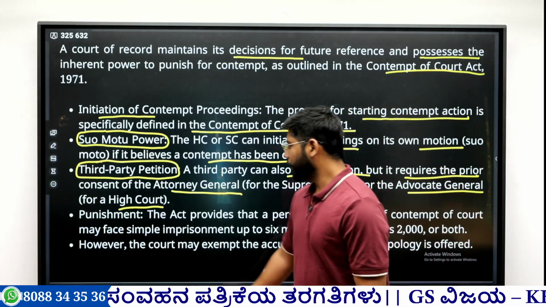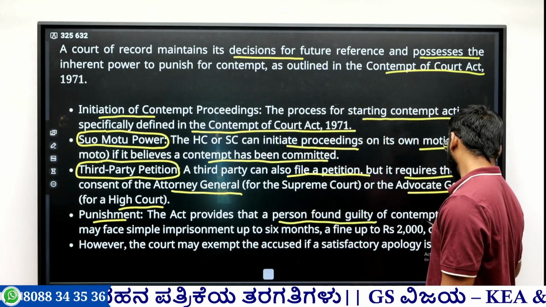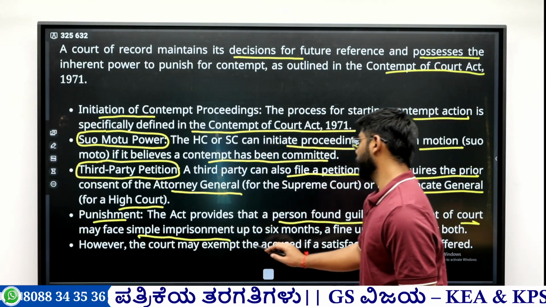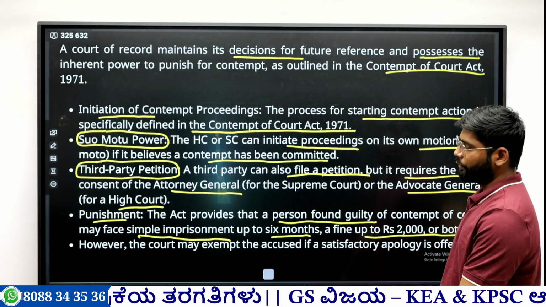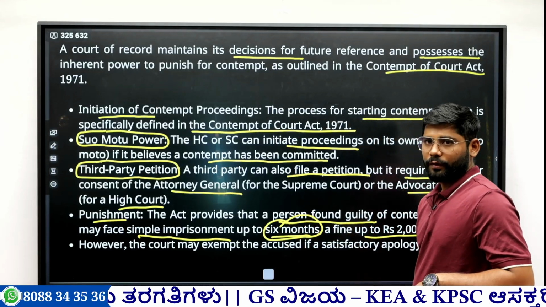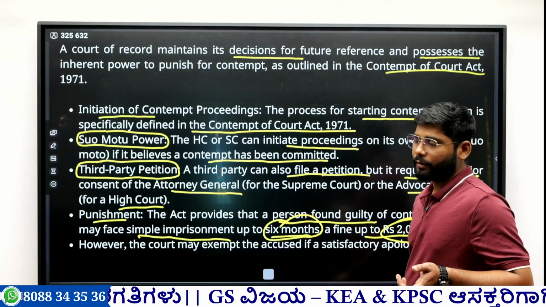Okay. Then now the punishment. The Act provides for the person found guilty of contempt of court simple imprisonment up to 6 months and a fine up to 2,000 rupees, or both. So if you commit contempt of court, you will get 6 months imprisonment or a 2,000 rupees fine, or you can get both.